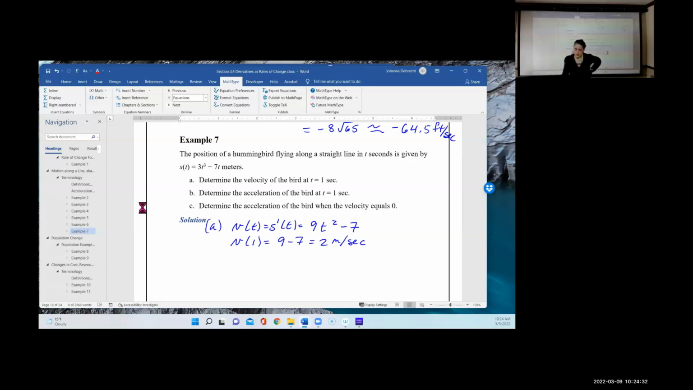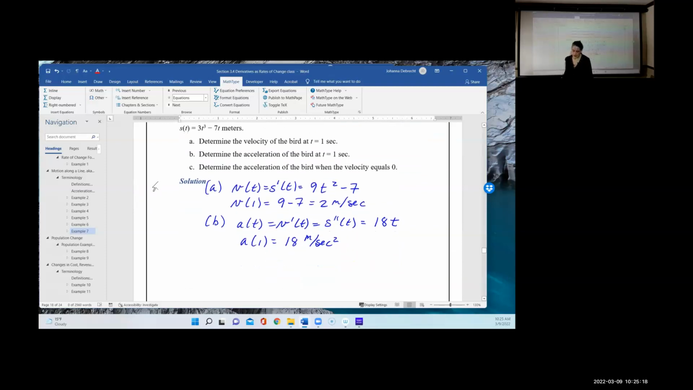The second question is, determine the acceleration of the bird at 1 second. So to find the acceleration, we take the derivative of velocity. So the first derivative of velocity or the second derivative of position, which is going to give me an 18t. Notice the derivative of the negative 7 is 0 because the derivative of a constant is 0. So the power gets pulled to the front, multiplied by the 9, and you reduce the power by 1. So at 1 second, A of 1 is equal to 18 meters per second squared.